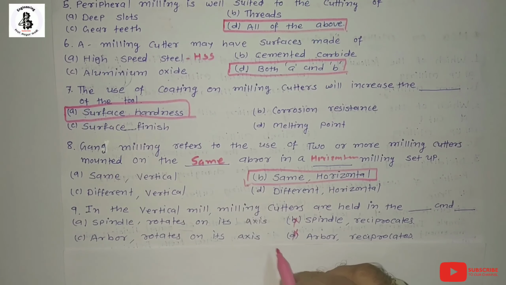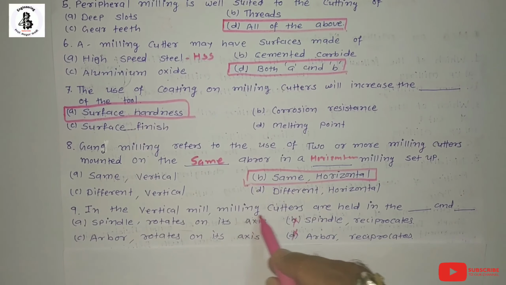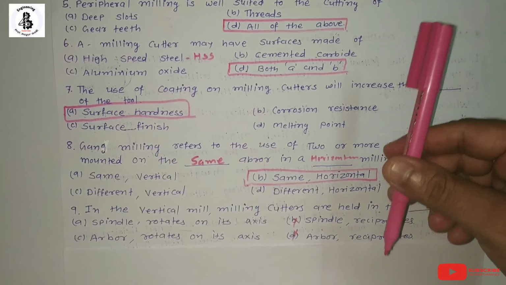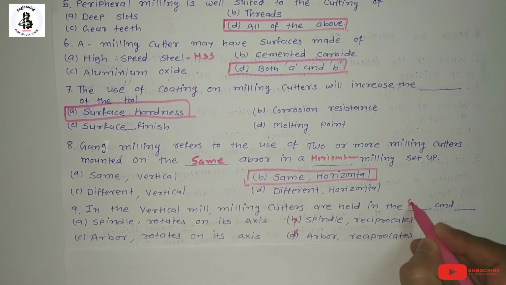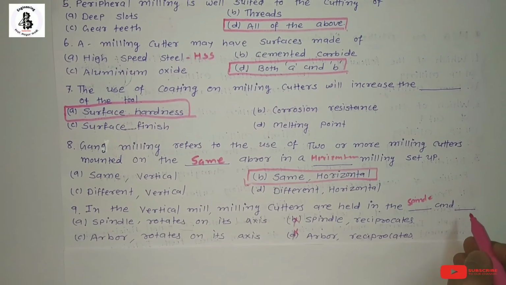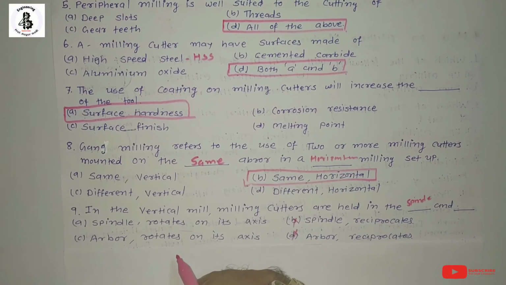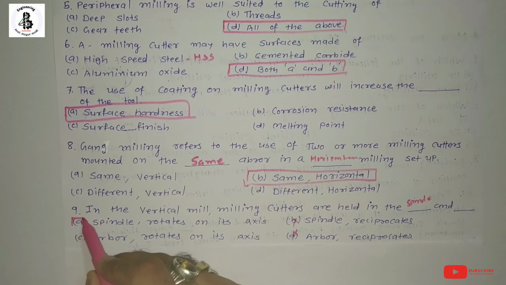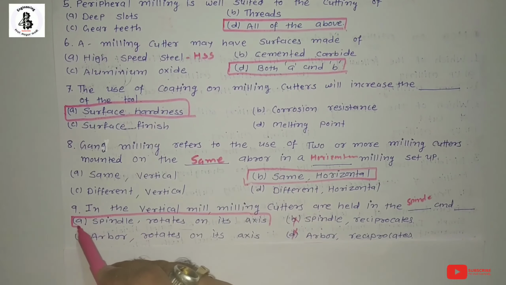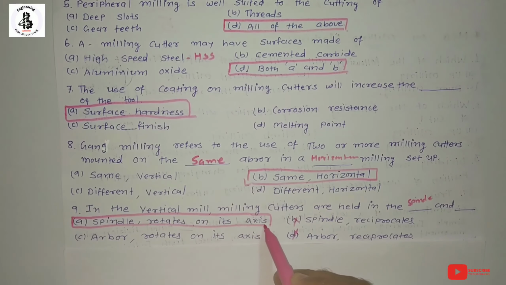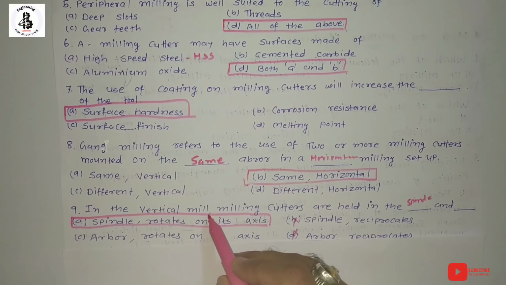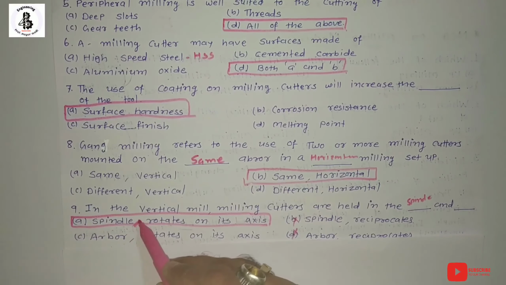So just concentrate on the vertical mill. The milling cutters are held in the spindle because it is on the vertical axis. So held in the spindle and basically rotates on its axis. So the option A. In vertical milling it will be used as a spindle. If it is horizontal, then it will be the arbor. So here, as it is vertical milling, the cutters are held in the spindle.